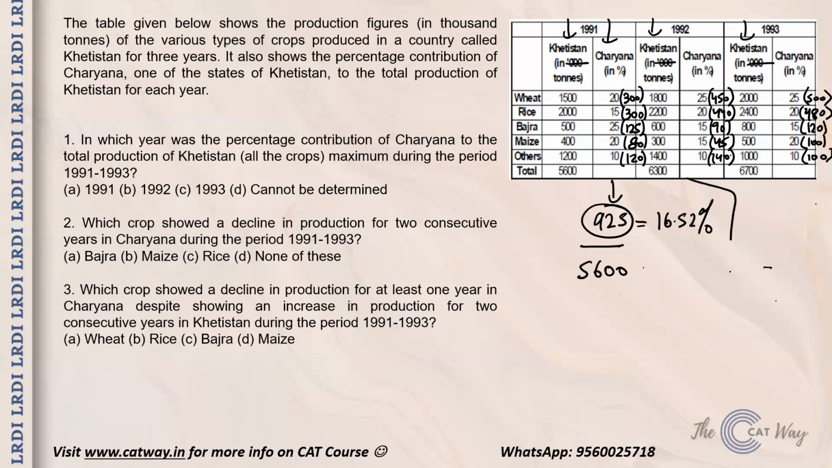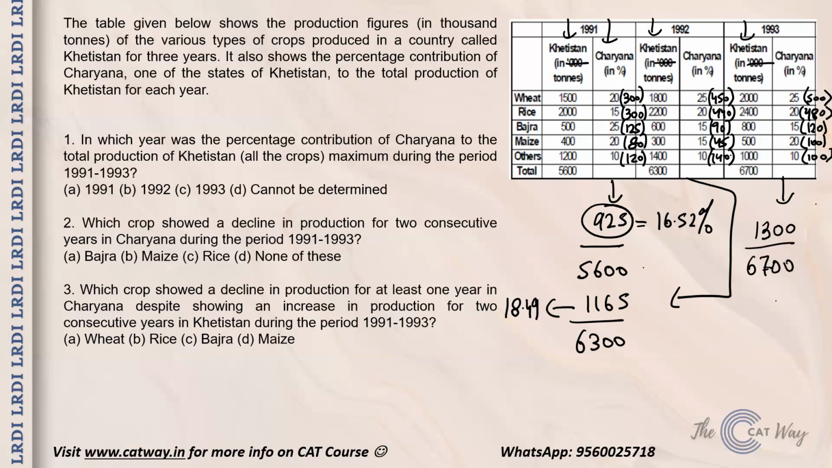So the percentage contribution was 16.52%. Similarly, when you talk about 1992, the total production from Chariana is 1165 tons and total from Kyrgyzstan is 6300 tons, right? So here the percentage value will be equal to 18.49. And then in 1993 from Chariana it is 1300, whereas the total production is 6700. So this one is equal to 19.40. So the maximum contribution from Chariana was in 1993, that is 19.4%. Option number C will be the right answer.